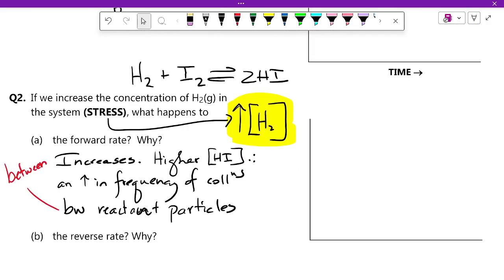What happens to our reverse rate? Does it increase, decrease, or stay the same? When we inject that H2, what happens to it? Just in that moment, does it increase, does it decrease, or does it stay the same? Up, down, stay the same?